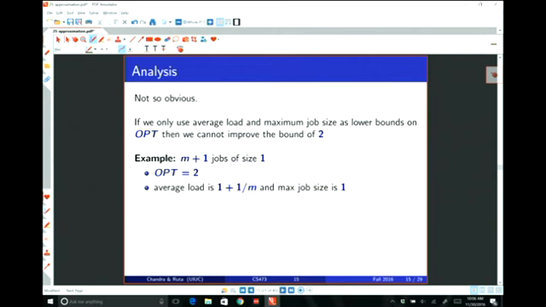To understand what I'm saying, let's think of this example. There are m plus 1 jobs, each of size 1. What is the optimal solution? It is 2. We put the first m jobs, and then the next job has to go somewhere, and they're all equal size, so it is 2. But let's look at our lower bounds. What is the maximum job size? 1. What is the average load?